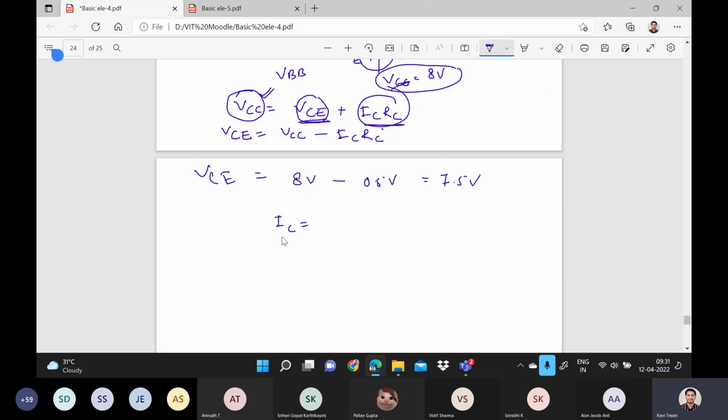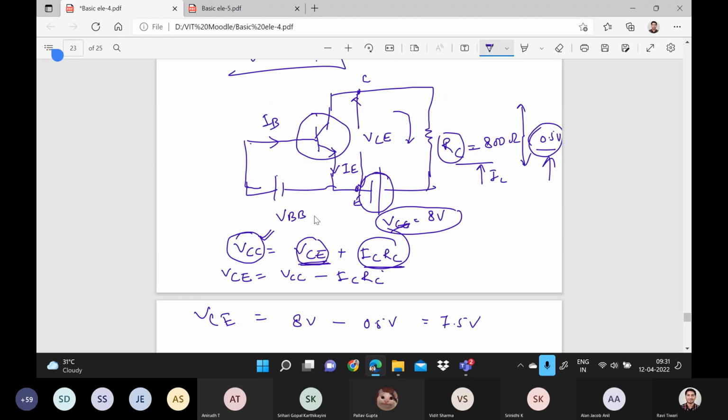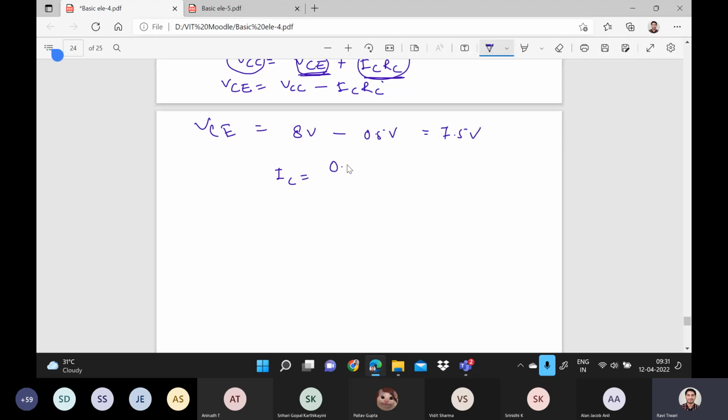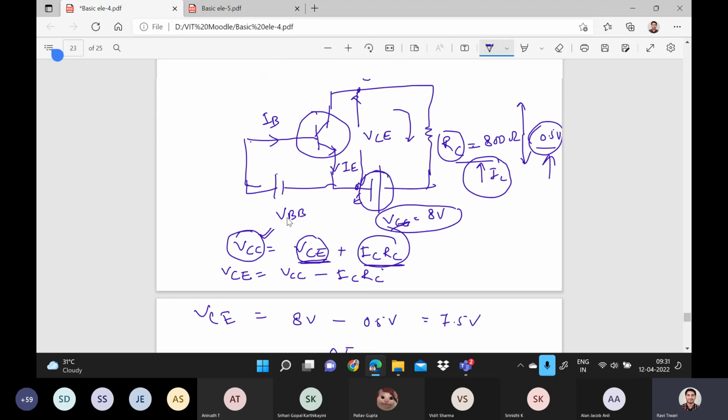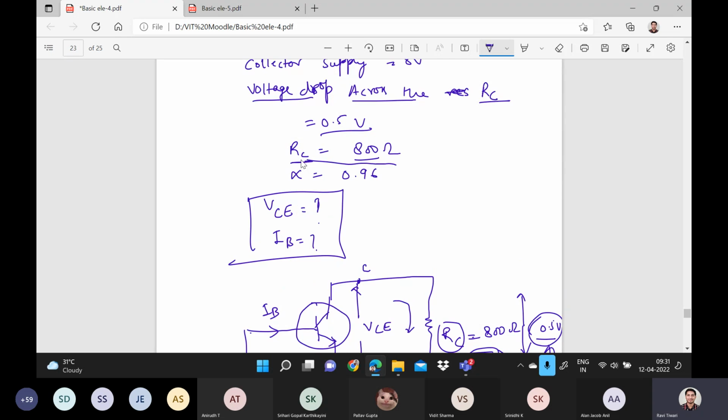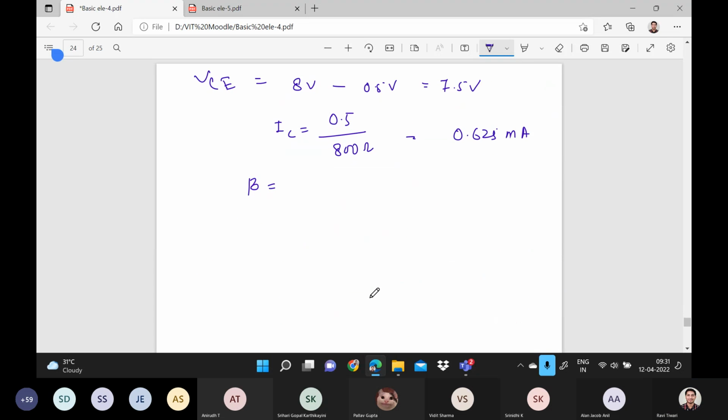Got it. So here you find out the value of IC. IC is equal to voltage divided by resistor, right? So here it will be 0.5 volts divided by 800 ohms. So it will be 0.625 milliamps. Now beta is dependent on the value of alpha. Alpha is given to us, that is 0.96. So it will be what? Alpha divided by 1 minus alpha, right? And alpha is 0.96. So with 0.96 you will get 24.